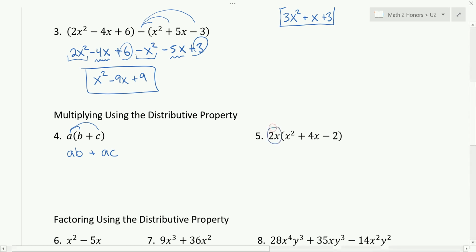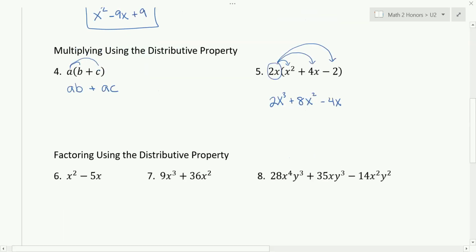On 5, if I multiply 2x times x squared, what do I get? 2x to the third. 2x times 4x. You multiply the 2 and the 4 and get 8. You multiply x times x and get x squared. And 2x times negative 2, negative 4x. So when you multiply, that's when exponents change. When you add or subtract, not so much. It's not going to change at all. But when you multiply or divide, then the exponents start to change. Okay.